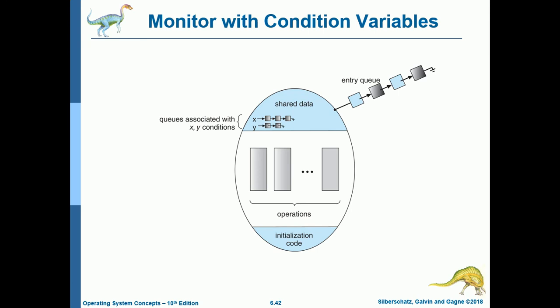So if we're going to use a monitor with condition variables, the x.signal operation resumes exactly one suspended process. If no process is suspended, then the signal operation has no effect, as stated in the previous slide. That is, the state of x is the same as if the operation had never been executed.